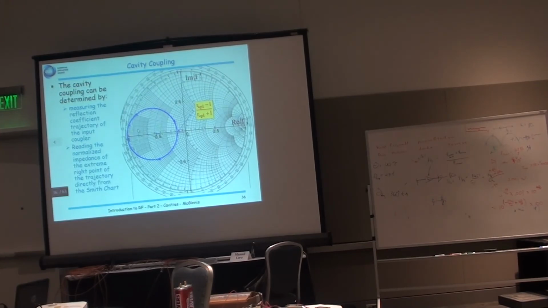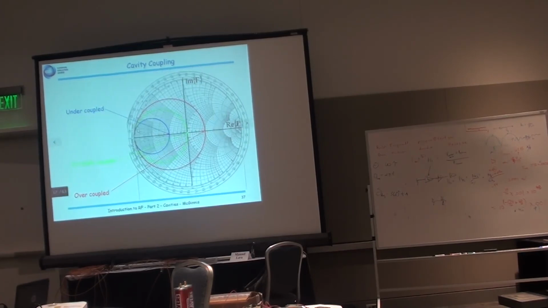Okay, so the cavity coupling can be determined by measuring the reflection coefficient on the Smith chart, and then you just read off the resistance here, and zingo, you got your cavity coupling right away. So the first thing you can do is measure cavity coupling that way. Okay, so again, here's the different cases of undercoupled, critically coupled, and overcoupled.